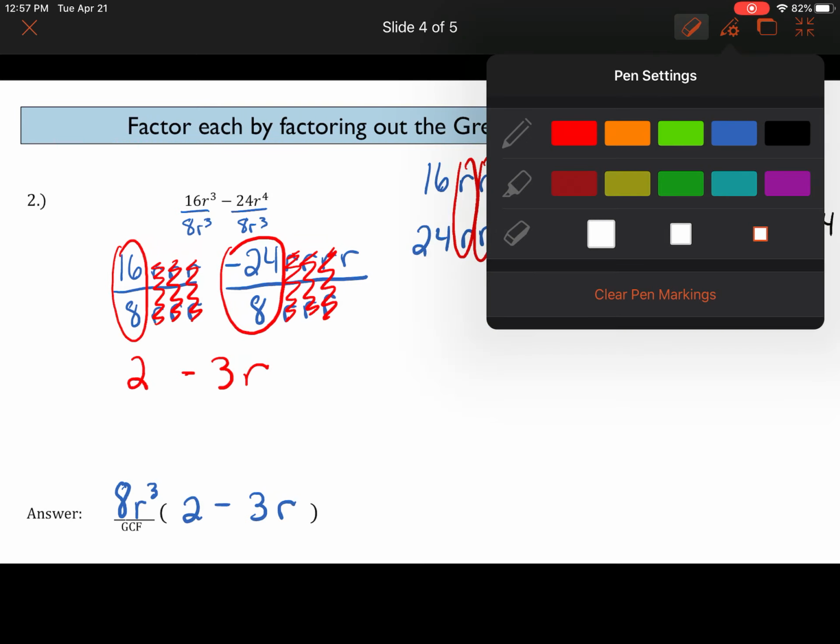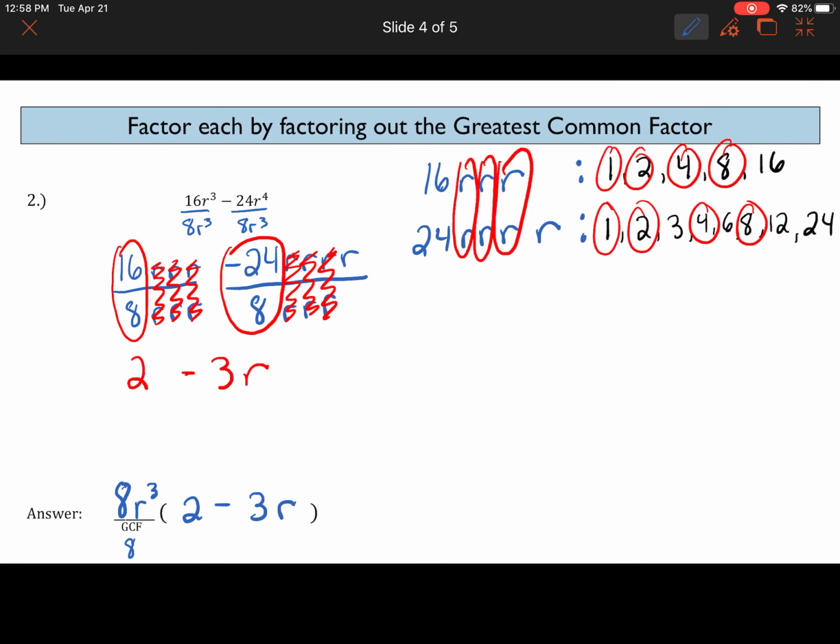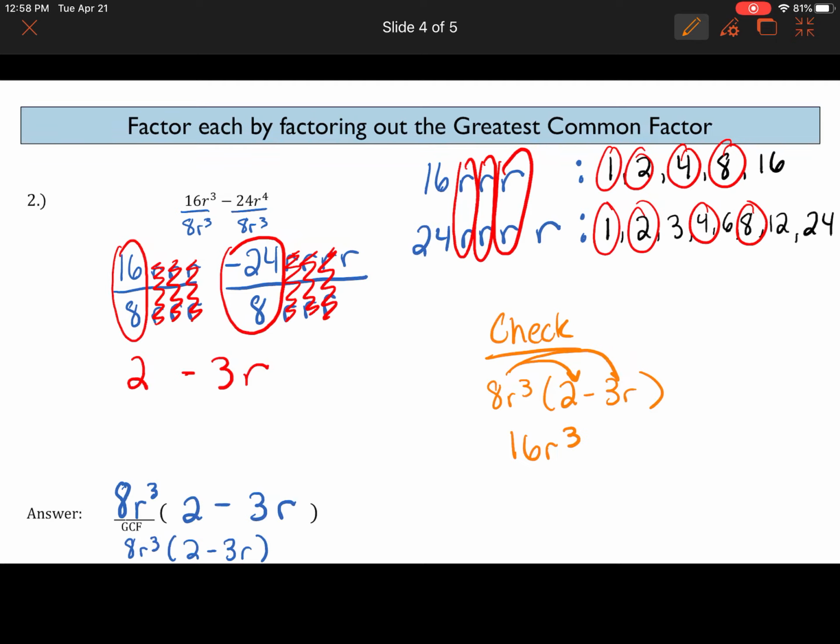So my answer here is 8r to the third times 2 minus 3r. And again, if you want to check that to make sure your answer is correct, I can take my answer and I can distribute. 8r to the third times 2 gives me 16r to the third. 8r to the third times negative 3r gives me negative 24r to the fourth. And that's exactly what we had in our original expression.